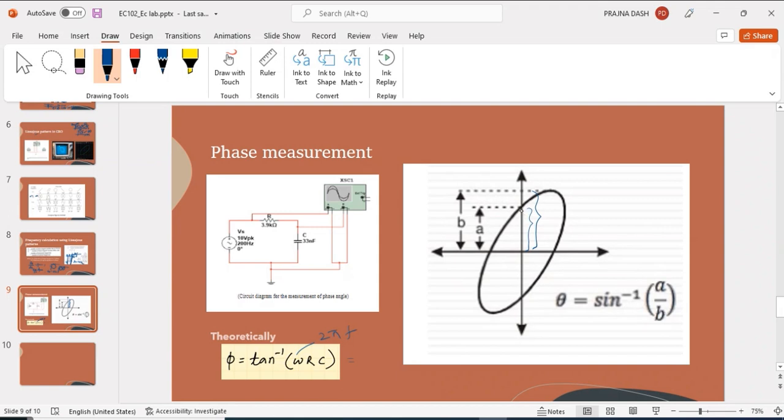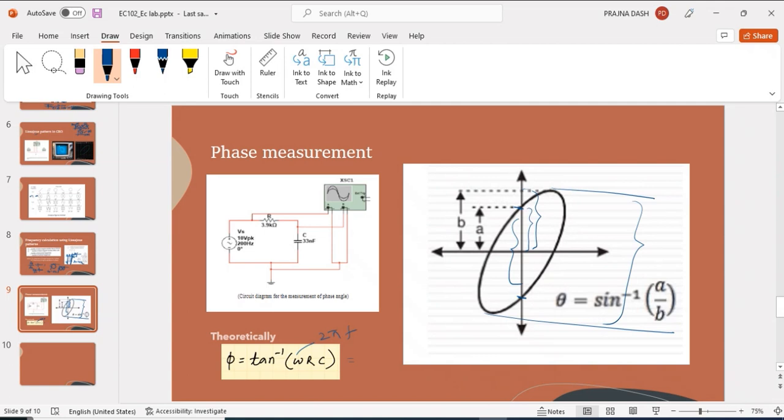Or you can take from this point to this point and calculate the distance, that is, the number of divisions. And from this point to this point, calculate the number of divisions it covers. Both ratios will be the same because this is the reference horizontal line we are taking. If it is difficult to visualize the ellipse in the Multisim software, since it is a very small ellipse, you can calculate from peak to peak and take the ratio. That will give you the phase difference between the two signals.